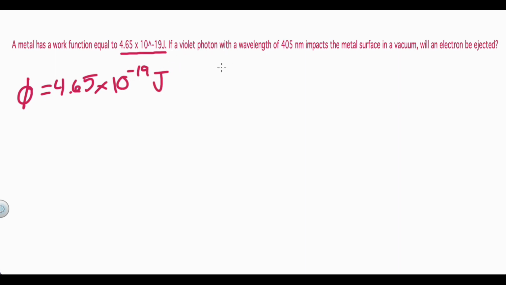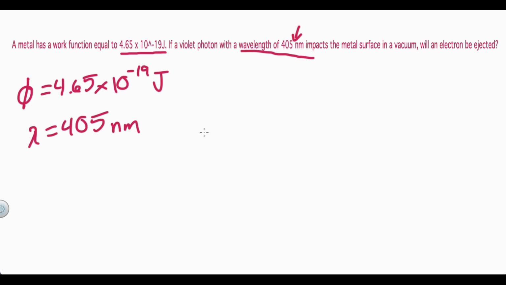If a violet photon, okay, so violet we know will have a higher frequency and a lower wavelength, 405 nanometers, that's the wavelength, a small wavelength. So we know the wavelength equals 405 nanometers. Do not forget the nanometers. Do not forget what it is. It impacts the metal surface in a vacuum. Will an electron be ejected?